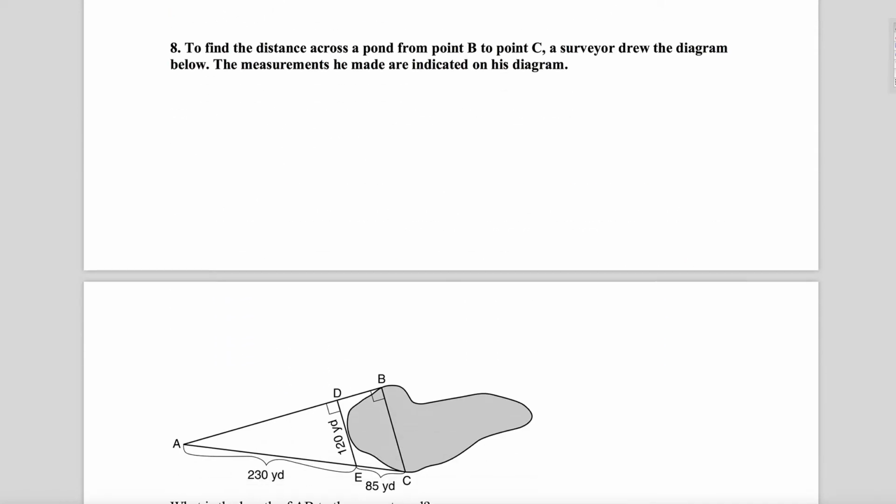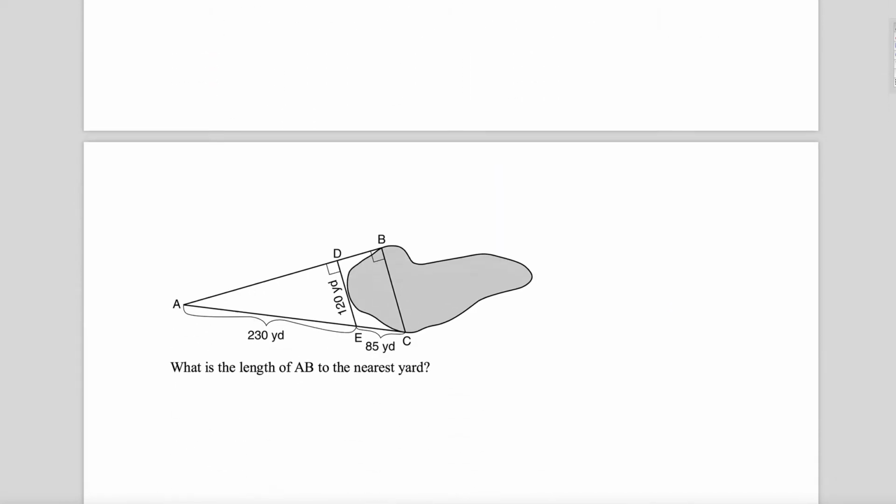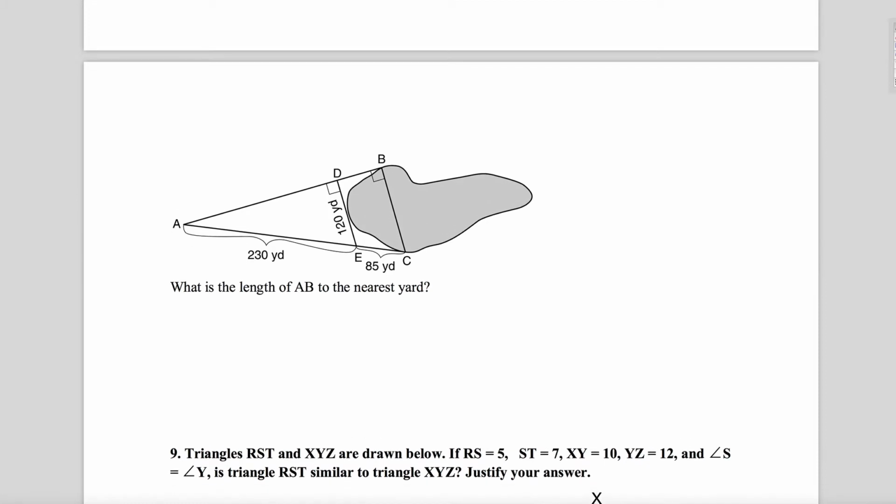Okay, now the next one. They want to know what is the length of AB to the nearest yard. Okay, so let's see how we do. This is again similar triangle. You would do 120 over 230 equals x over the whole thing. Very important. Over the whole thing, right? Because it's a piece of the triangle and the whole triangle. So 230 plus 85 is going to be 315. Cross multiply and solve. Cross multiply and solve. Next one.